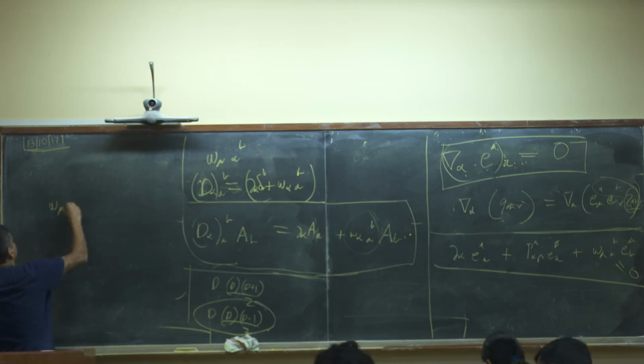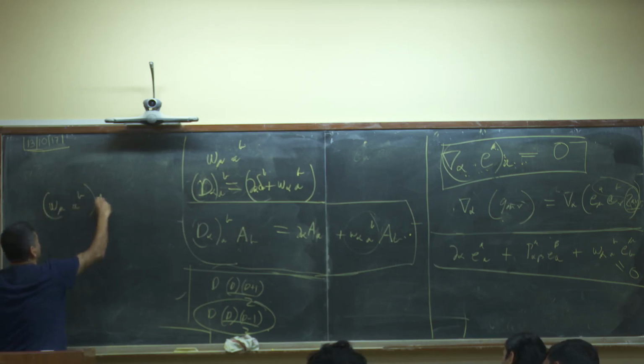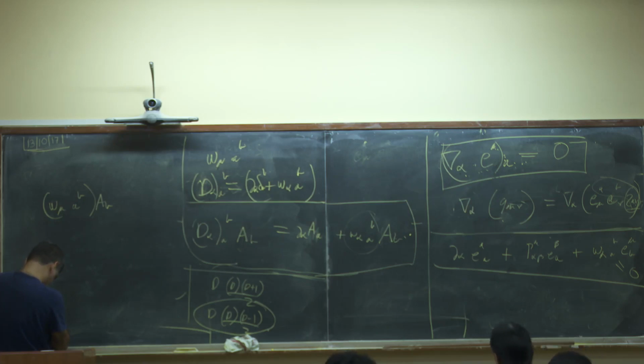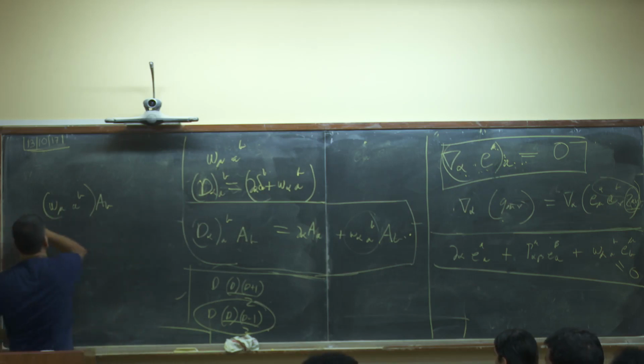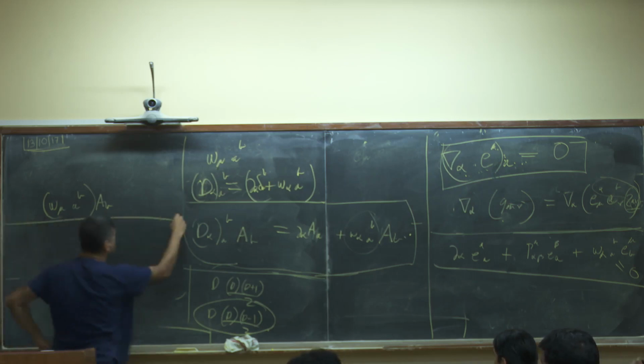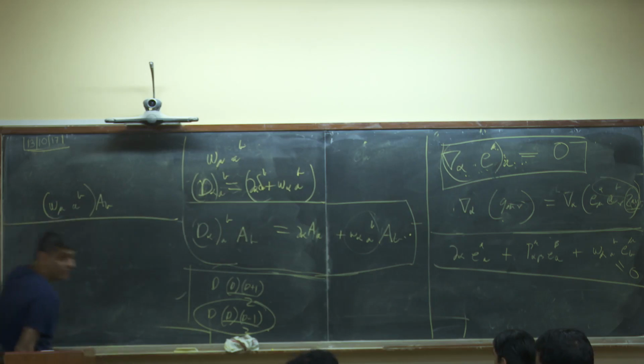So suppose we look at omega mu AB acting on AB. Now, you see, let's see. How do we think of this? You see, one way of thinking of this is as follows.